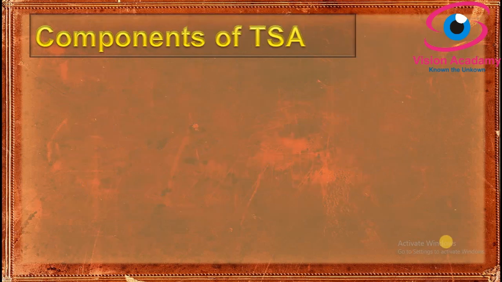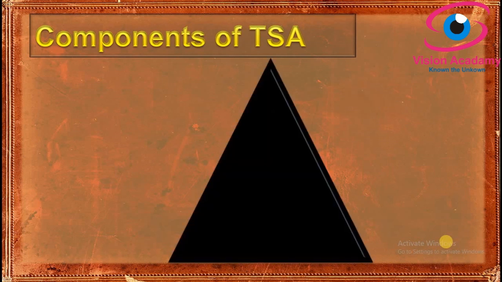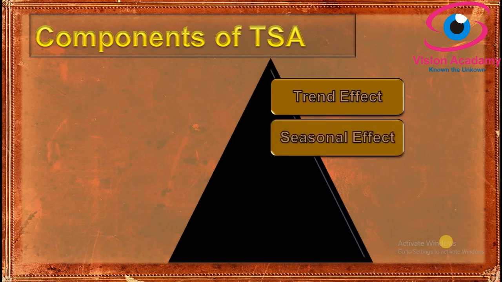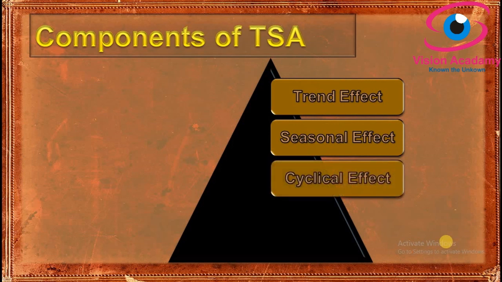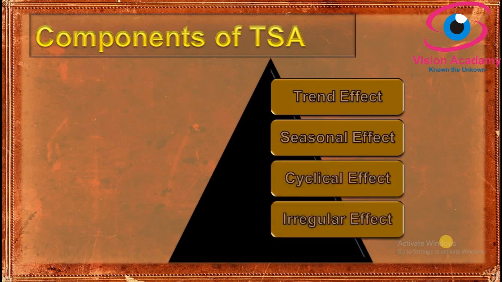Very importantly, we need to understand components of time series analysis, which means the different dimensions of time series analysis. There are four components. Two are very important out of four components. One is trend effect, and one more is seasonal effect, and cyclical effect, and irregular effect. These are the four components of time series analysis, and here cyclical effect and irregular effects are based on trend and seasonal effect. I will brief each component one by one.